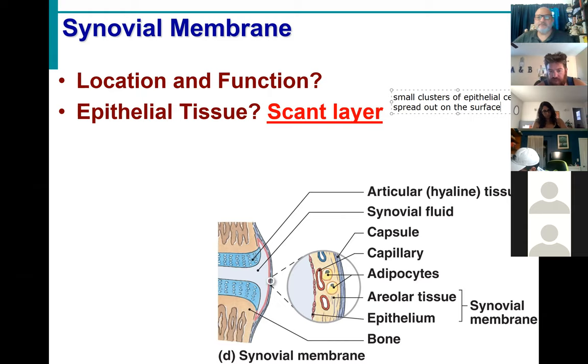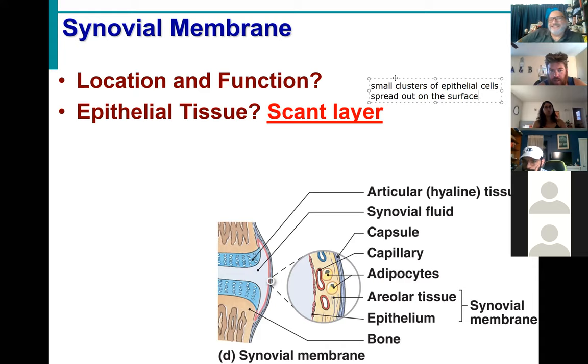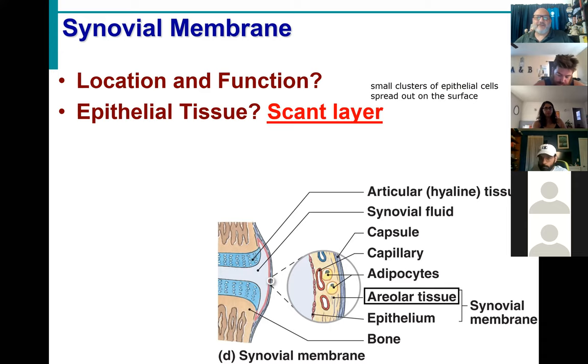Is this the only place you find scant layers in the synovial membranes? The only one that you have to worry about so far. Okay. There are going to be other places where you will see incomplete epithelial layers, but this is the primary one we're going to worry about right now. And even the connective tissue, again, what connective tissue would you expect to be here based on everything else we've done? And lo and behold, there also happens to be a name for it right here. What would you expect to be the connective tissue? Areolar tissue. Areolar, because it's pretty much found everywhere, absolutely.